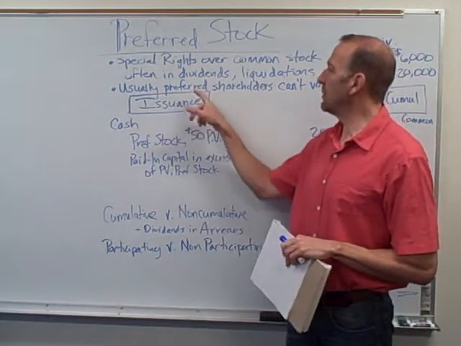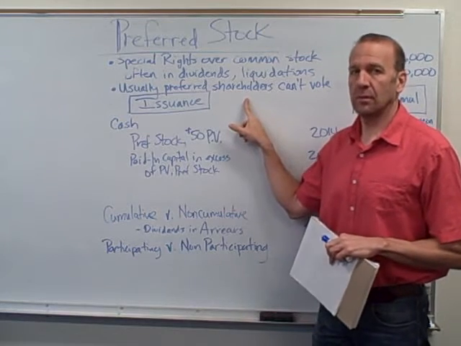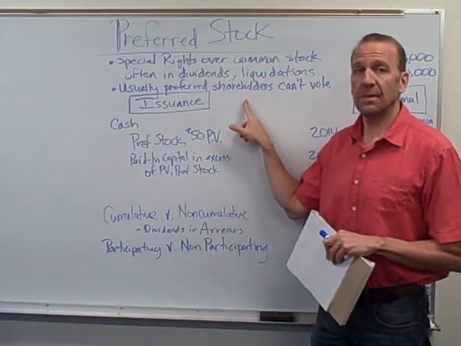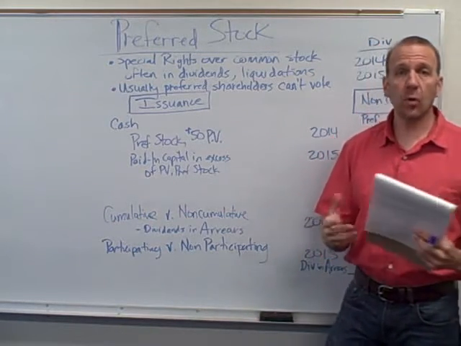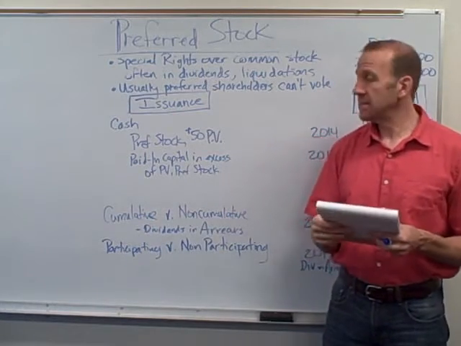Something to note: usually preferred shareholders can't vote. Okay, they usually are not able to vote. Common shareholders are the true owners of the corporation and they have voting rights.